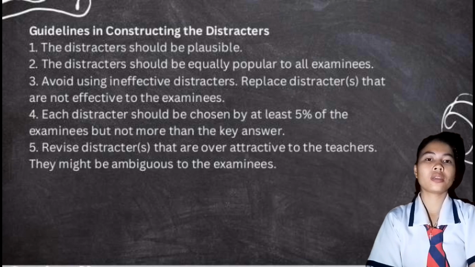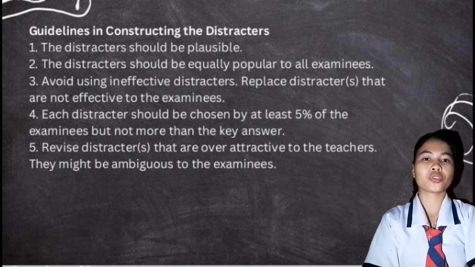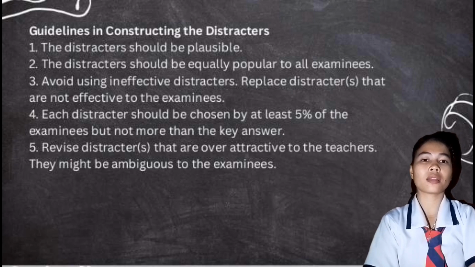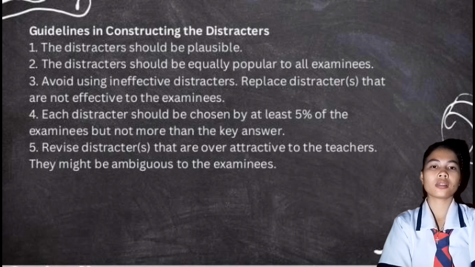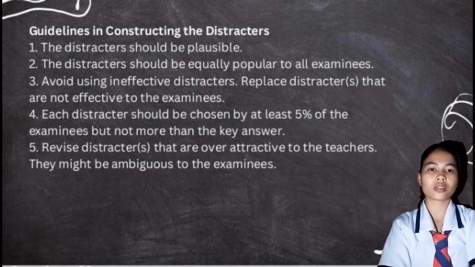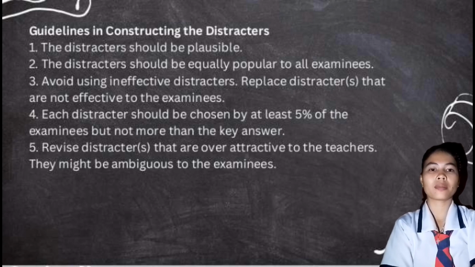The fourth one, each distractor should be chosen by at least 5% of the examinees but not more than the key answer. The last one, revise distractors that are over-attractive to the teachers. They might be ambiguous to the examinees.